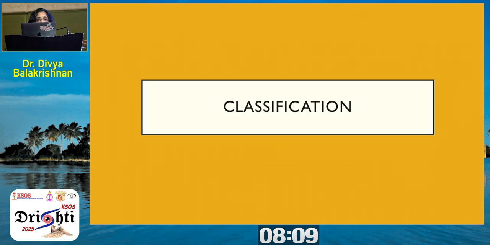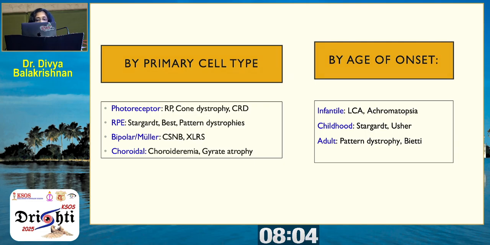When you think in terms of IRDs, there are various disease classifications, depending primarily on which cell is affected. It could be the photoreceptor, the RPE, a combination of these, Muller cells, or eventually the choroid. You will get some clue from the history by the age of onset. When it is very young, infantile, you think of diseases like LCA and achromatopsia. A little later, Stargardt's, or in adulthood, adult onset retinitis pigmentosa, autosomal dominant retinitis pigmentosa, pattern dystrophy, etc.